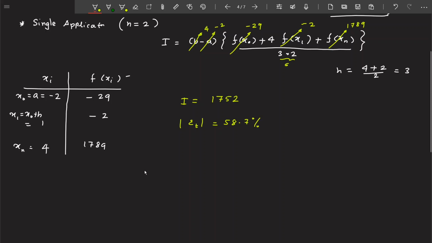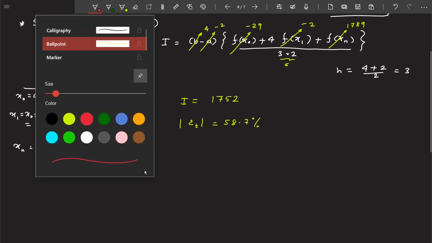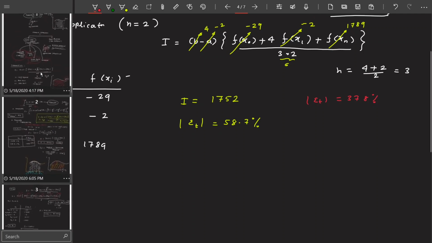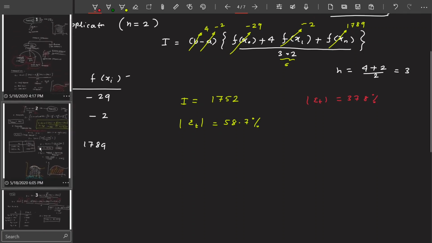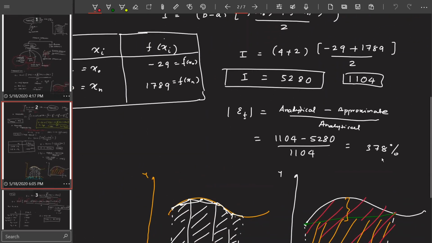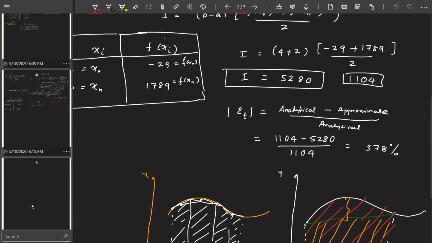Okay, now remember from the past lecture when we applied the trapezoidal rule with the single application, there the percentage error was what? It was 378%. Okay, now if we can just recall, let us go back and check again. I think we solved it somewhere here. Yeah, so what was the percentage error here? 378%.